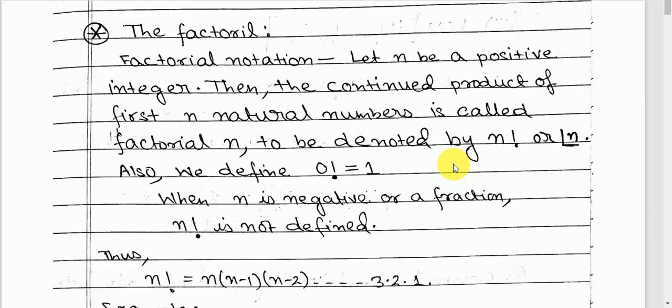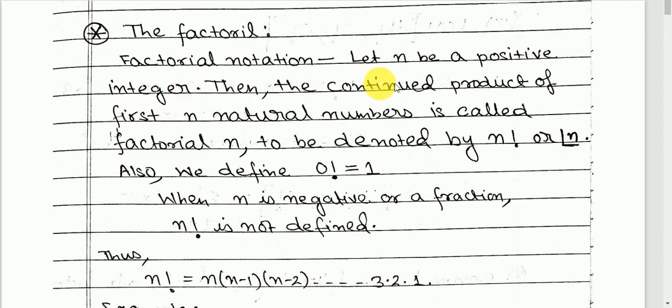Hello children. Before we start a new chapter, we will see one topic, and the topic's name is factorial. So factorial notation: let n be a positive integer. Let us consider any positive integer, that means 0, 1, 2, 3, 4 like that.